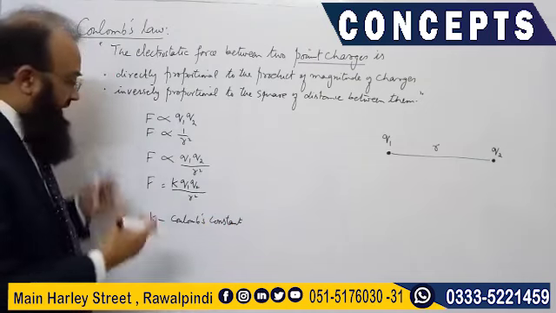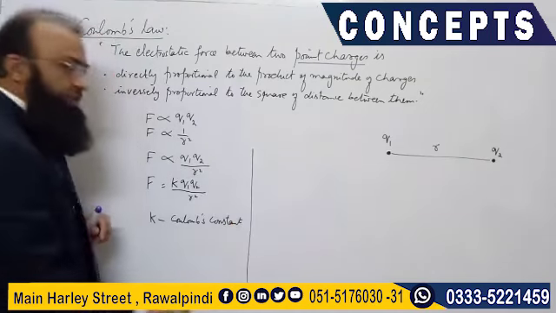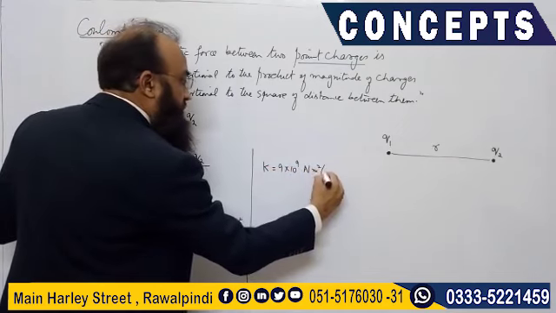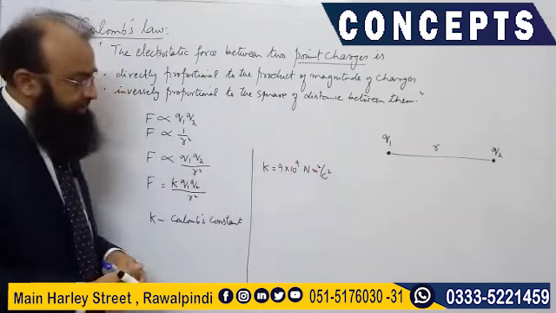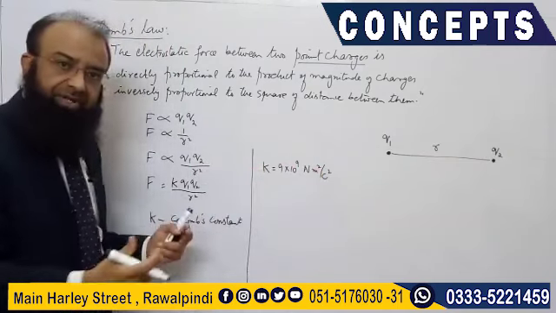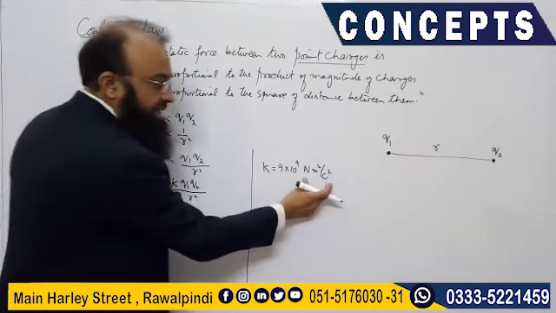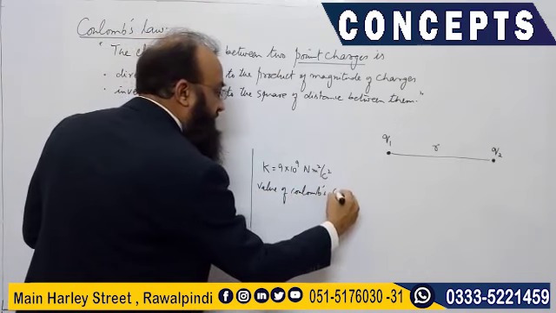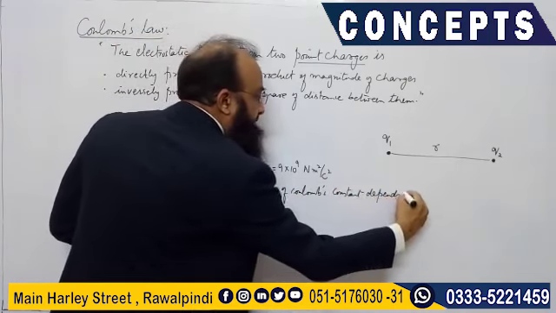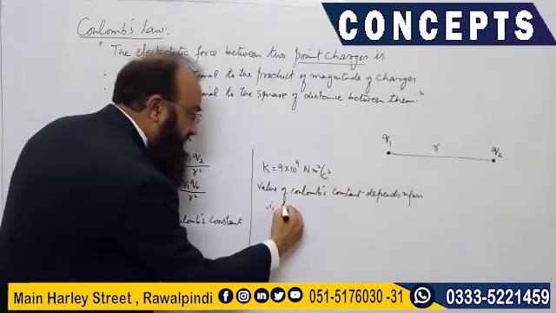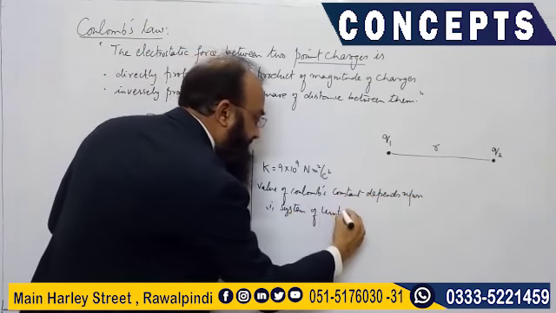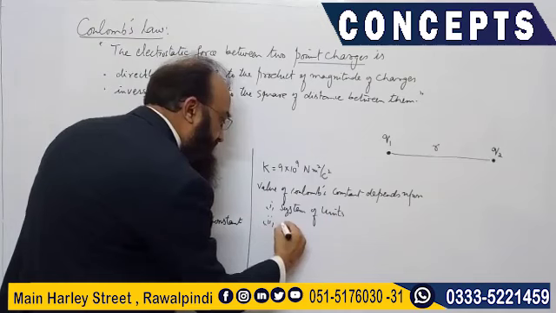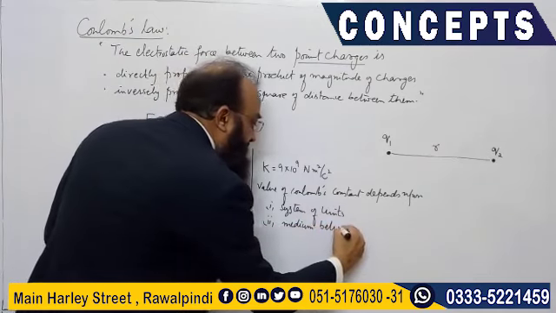Usually every constant has a certain value, and if we write the value of Coulomb's constant, k is 9 times 10 to the power 9 newton meter squared per coulomb squared. This is the value of Coulomb's constant. But this value is different in different systems of units. Now here we are using the SI system. So I would write, the value of Coulomb's constant depends upon, this is very important, number one, the system of units. So which system of units are we using? That is the SI system. And secondly, it depends upon the medium between the charges.